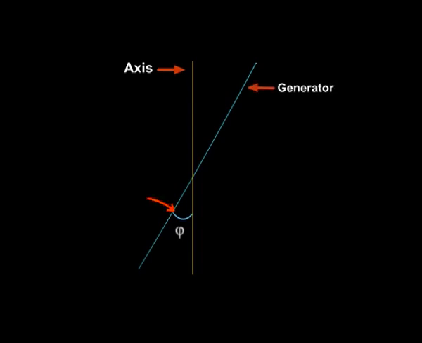For most of the people, the word cone creates an image of a solid figure with a round base and a pointed top. Let's imagine a vertical line and a second line intersecting it at some angle. That's called phi. The vertical line is called the axis, and the second line is called the generator. The angle between them is called the semi-vertical angle.